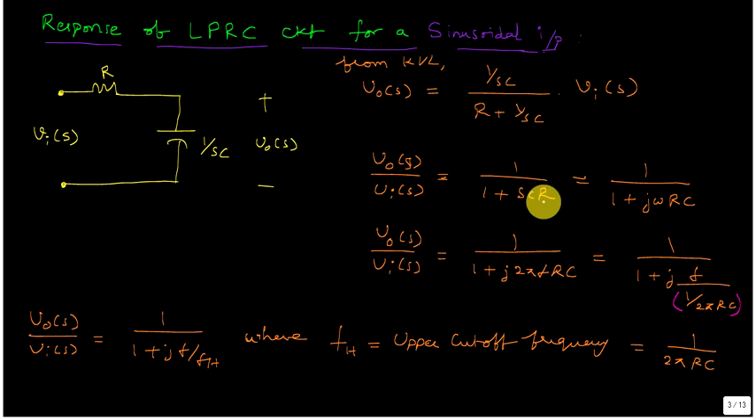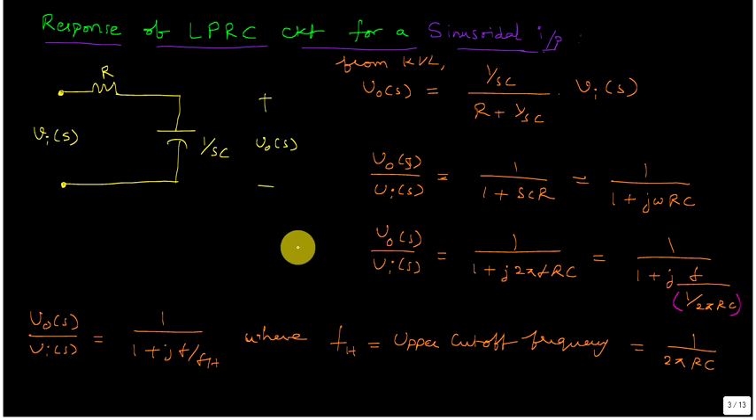S can be represented as j omega, so replace S with j omega. Omega is 2 pi f, so replace omega with 2 pi f. Out of this 2 pi f RC, keep f as it is, and 2 pi RC can be written as f by 1 by 2 pi RC. If you take this 2 pi RC towards the numerator side, again you get the same term. So I am replacing this with a special notation, fh, where fh is nothing but the upper cutoff frequency, which is equal to 1 by 2 pi RC.